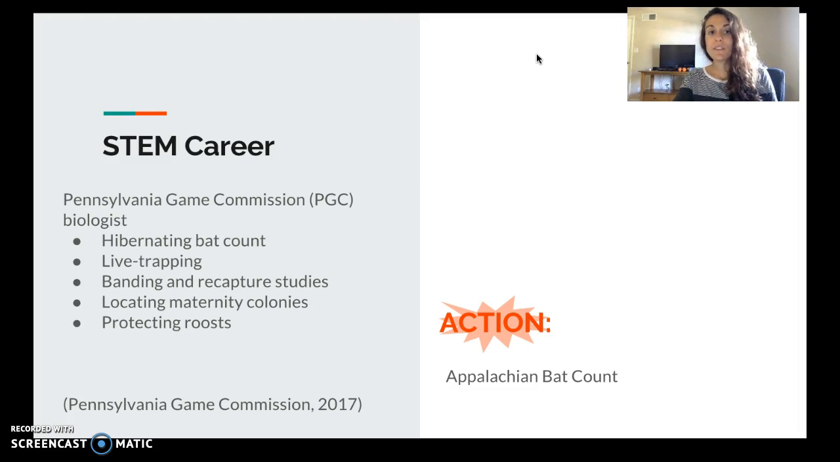The reason I chose the PGC biologists was because they actually have a call to action for citizens. It's called the Appalachian Bat Count, where people can go out in June and check out a maternity colony, count how many bats are coming out, and then go back later in the summer to see if the number has increased or decreased.